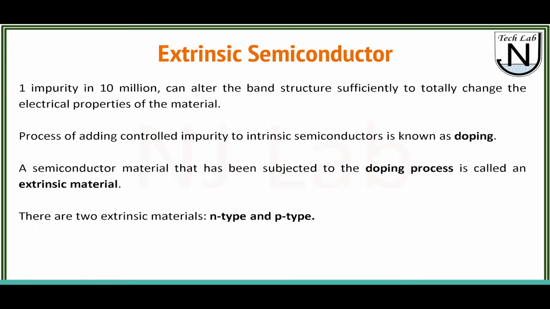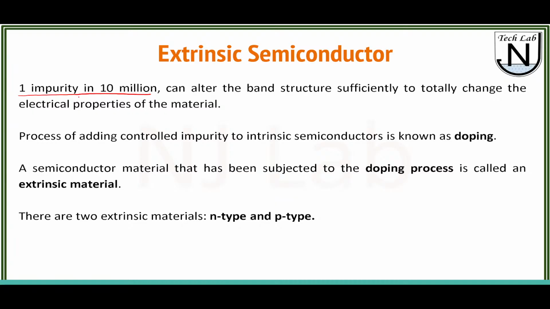Now if we add some impurity, addition of impurity does not mean that we are going to add a large amount of impurity. We are going to add impurity in a very controlled manner, something like 1 impurity in 10 million atoms.